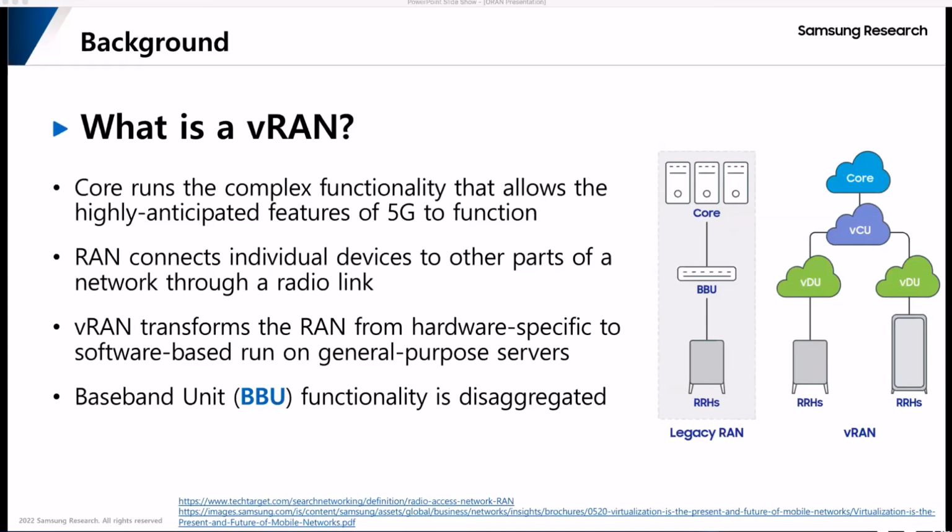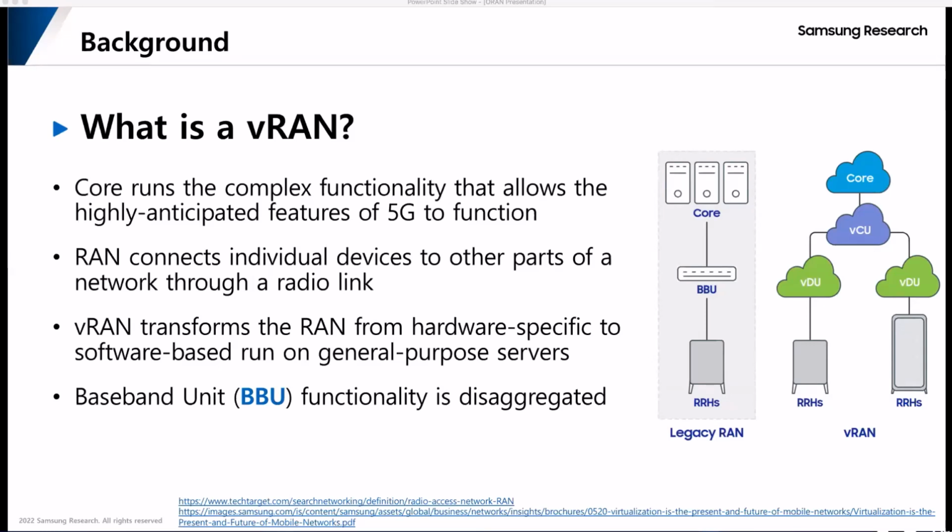So as technology continues to improve, one of the developments with the RAN is we are able to virtualize it. This means that the hardware specific components become software based that are run on servers. So instead of having dedicated hardware specifically for the BBU, you could just turn it into software that would run all of its functionalities. So this creates what we call the VRAN or Virtual Radio Access Network.